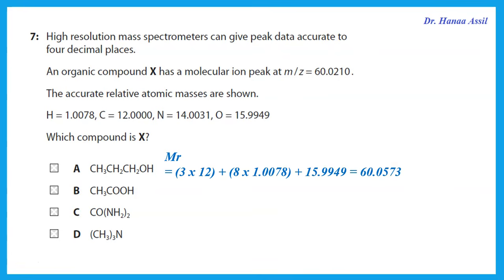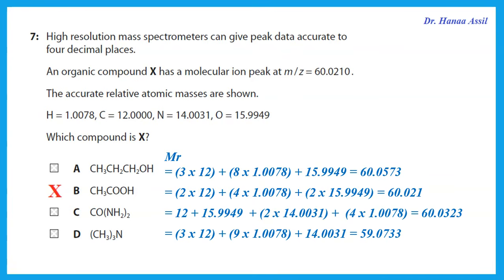So basically, we're just calculating the Mr using these exact numbers and determining which of these is 60.02. So, the molecular mass of this first one, of course, uses the masses of each one that is given to these 4 decimal places times the number of atoms we have. The Mr of that second one is the one that comes out to 60.021. All the others have the wrong molecular masses.